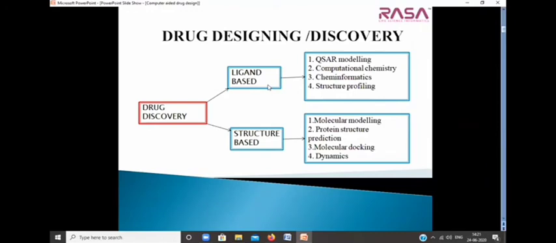If the process involves the structural information of the ligand that binds to the target, then that is known as ligand-based drug discovery. Whereas, if the process is based on the structural information of the target or the receptor, then that is known as structure-based drug discovery. Ligand-based drug discovery involves processes like QSAR modeling, computational chemistry, cheminformatics, drug profiling. Whereas structure-based drug discovery involves molecular modeling, protein structure prediction, molecular docking, molecular dynamics.